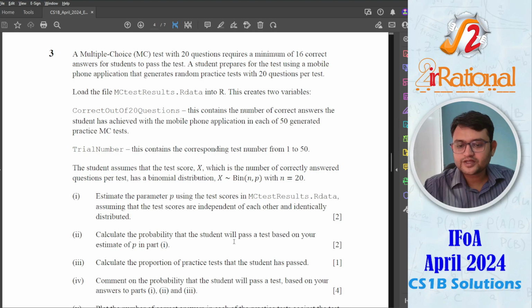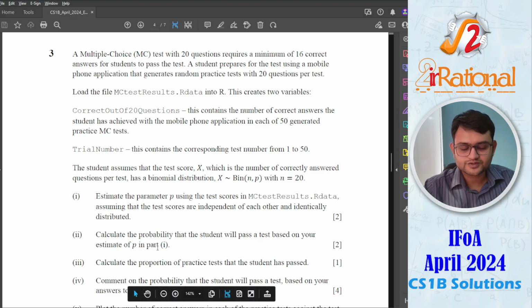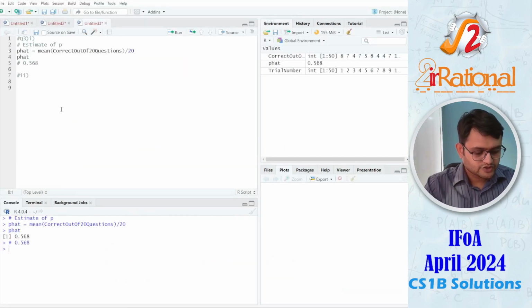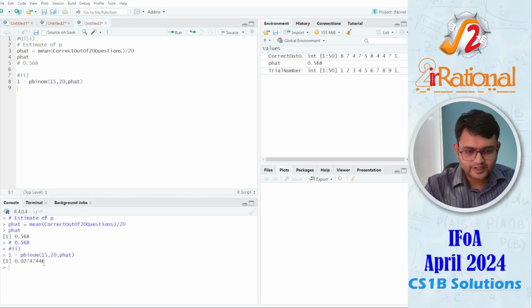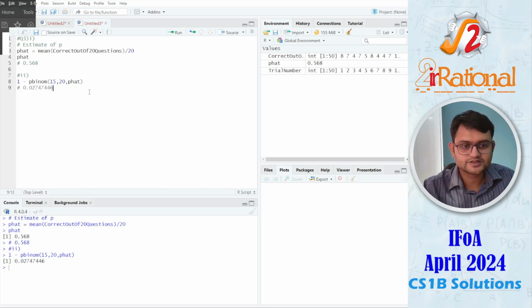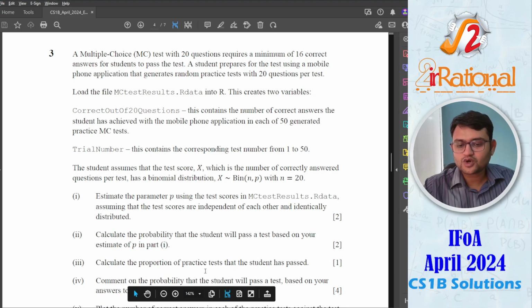Second, calculate the probability that the student will pass a test based on your estimate of P in the first part. So I want the probability of more than or equal to 16, that means 1 minus the probability of less than or equal to 15. So 1 minus pbinom(15, 20, P hat). So the probability is 0.027, very small.